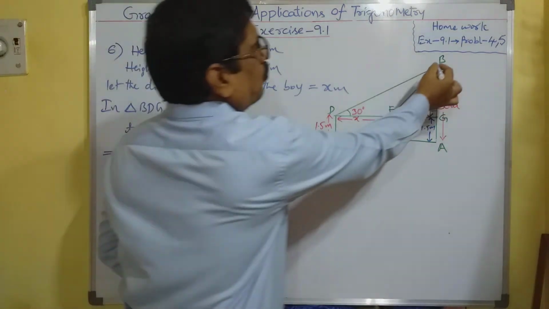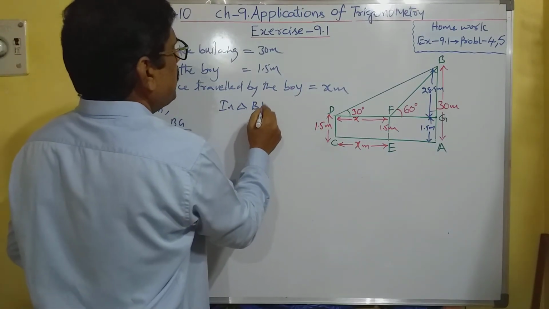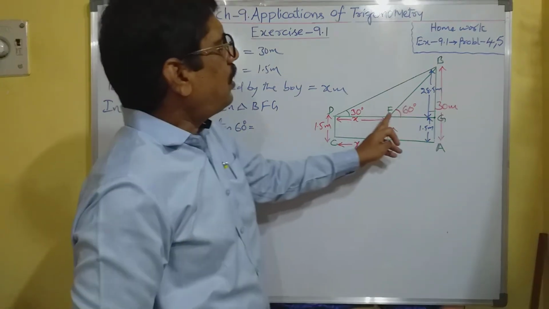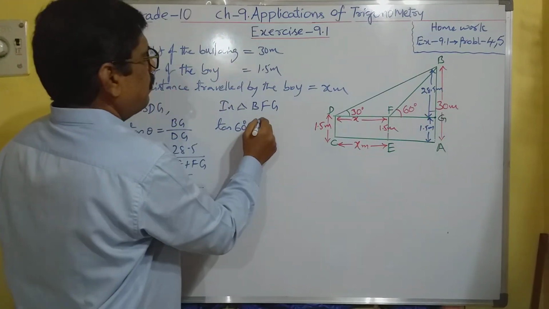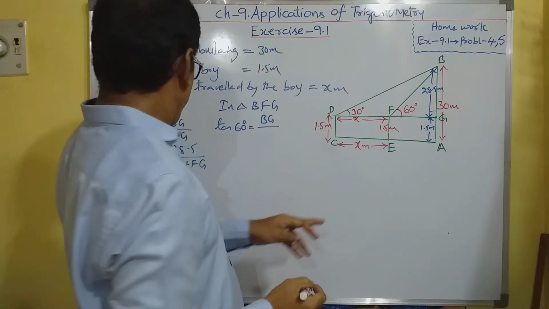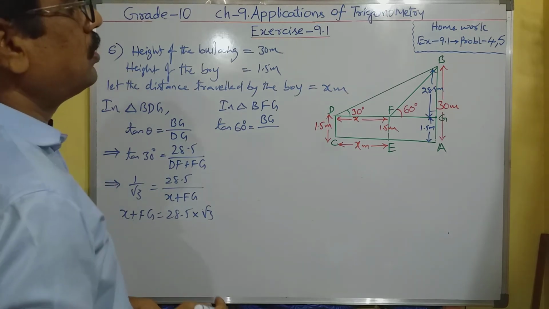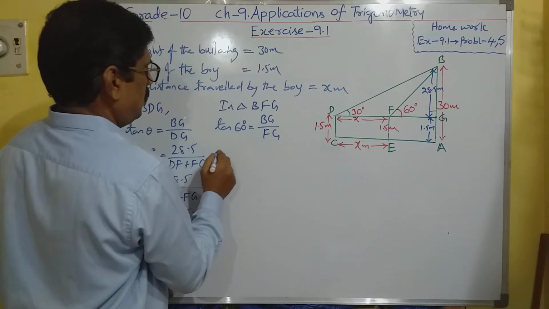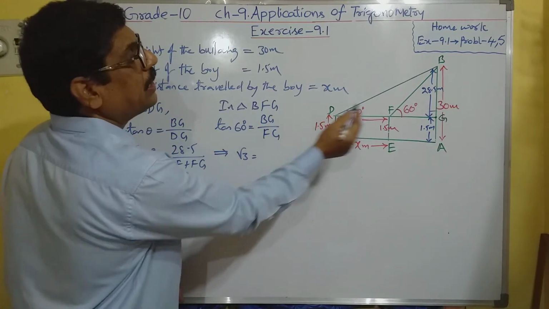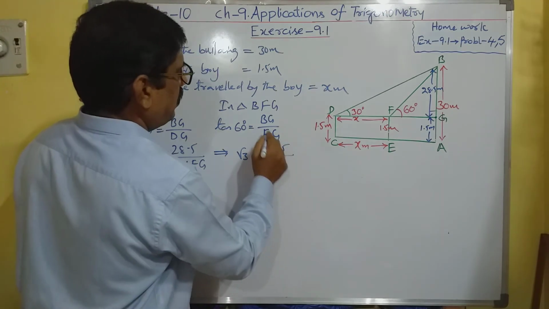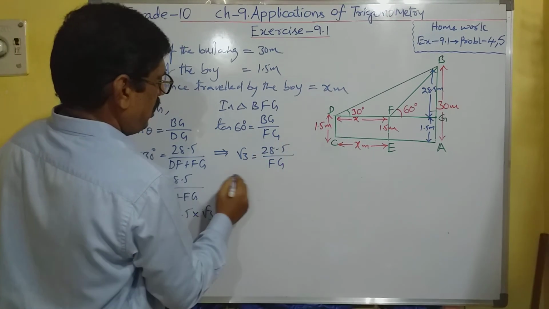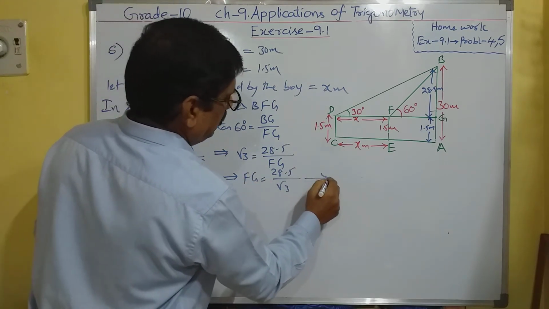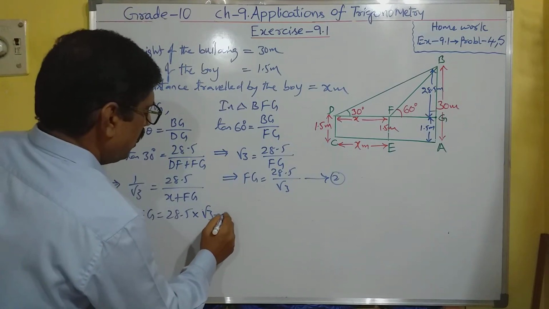Now we take the other triangle, the small right angle triangle BFG. Now we have to take tan 60 degrees. What is the opposite side? BG. And what is the adjacent side? FG. So this implies tan 60 degrees value root 3 is BG value 28.5 by FG, which we don't know. Now by simplification, FG is equal to 28.5 by root 3. Let us take this as 2.